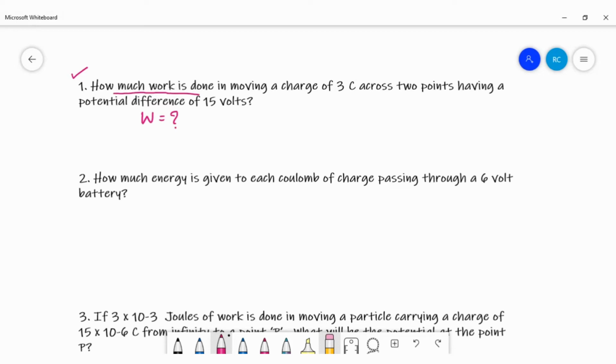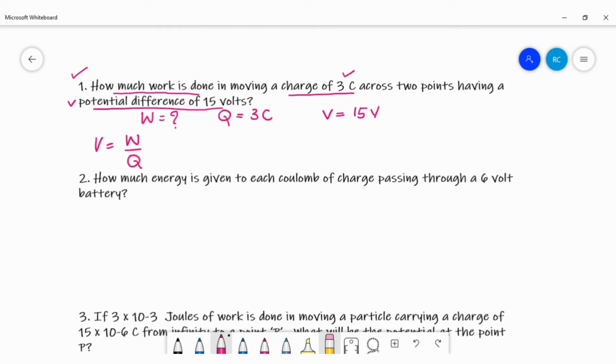How much work is done in moving a charge of 3 coulomb. So charge is given. What is the symbol for charge? That is Q. So Q is equal to 3. Fine. Now, across 2 points having a potential difference of 15 volt. So what is V? V is the potential difference, that is 15 volt. So in the question the charge Q is given, that is 3 coulomb, and the potential difference V equals 15 volt. So we have to calculate W. What is the equation for W? We already know the equation for V, the potential difference, that is V is equal to W by Q.